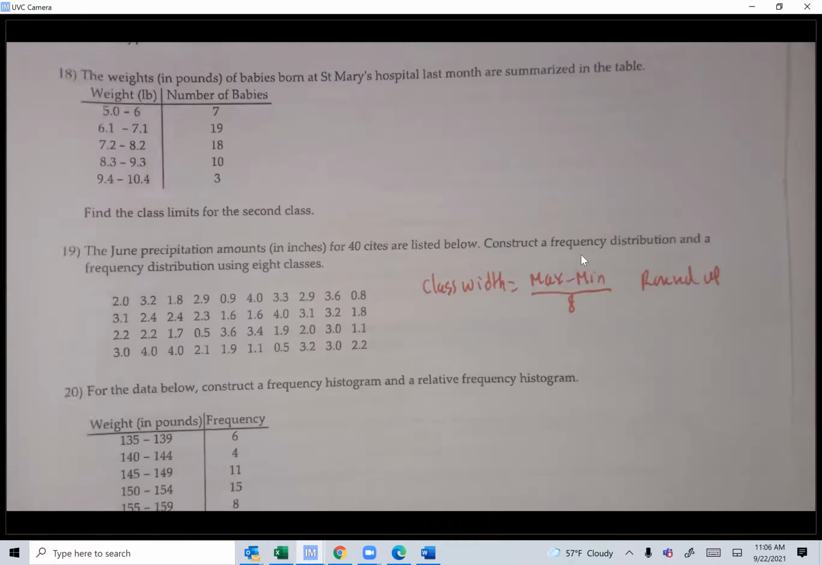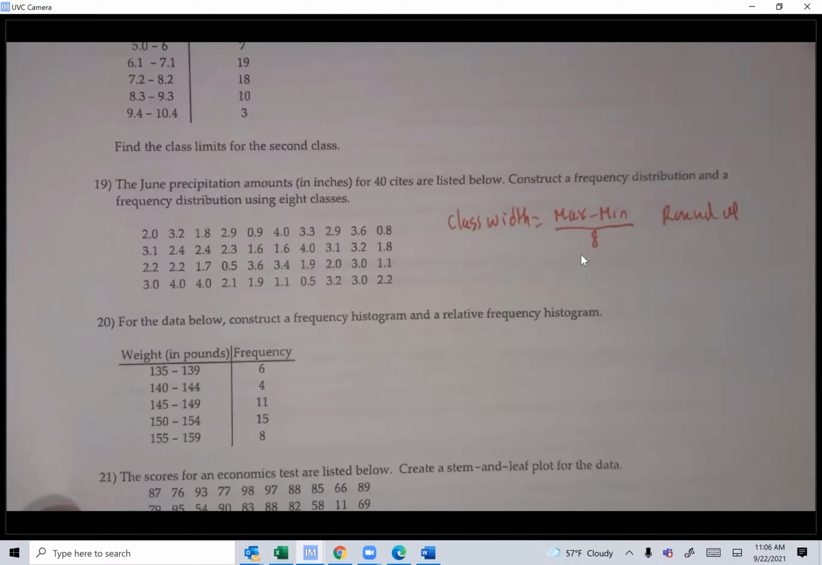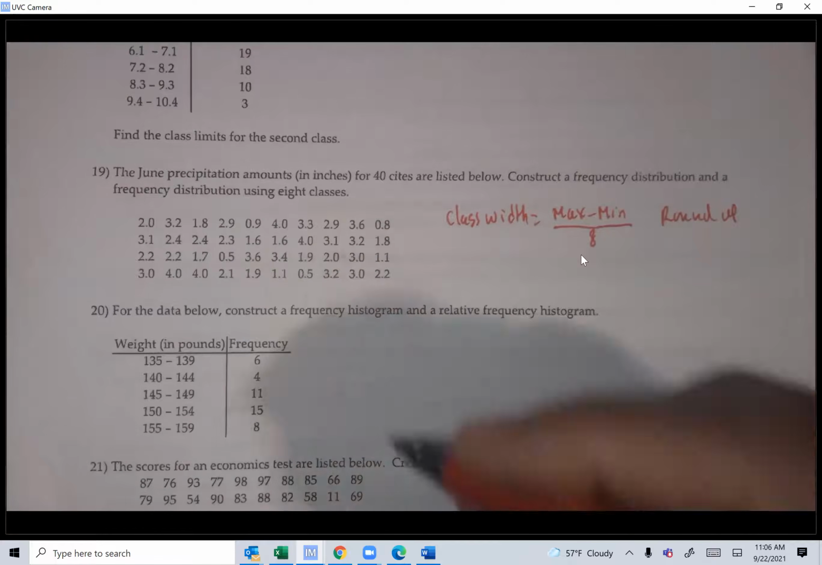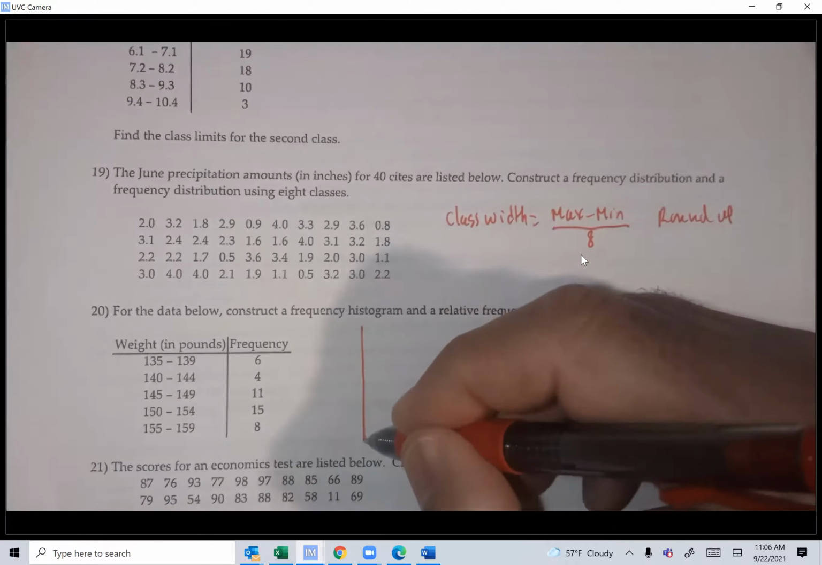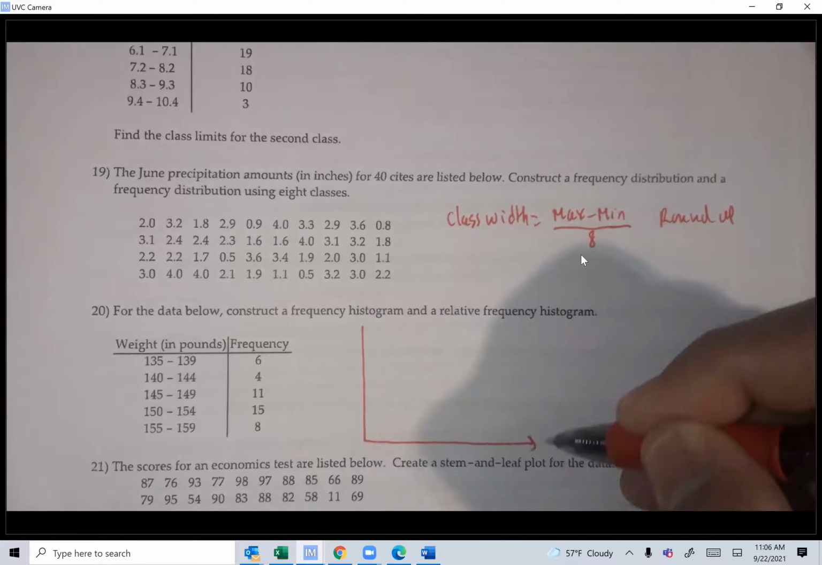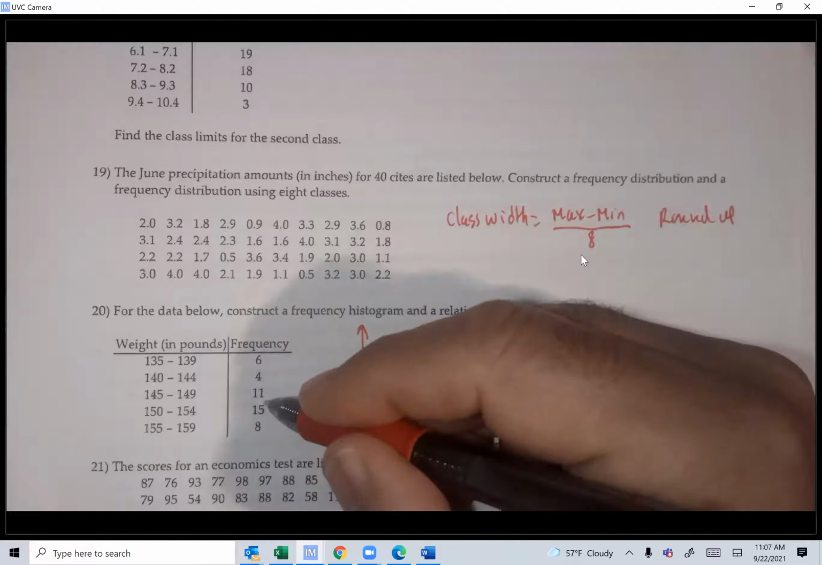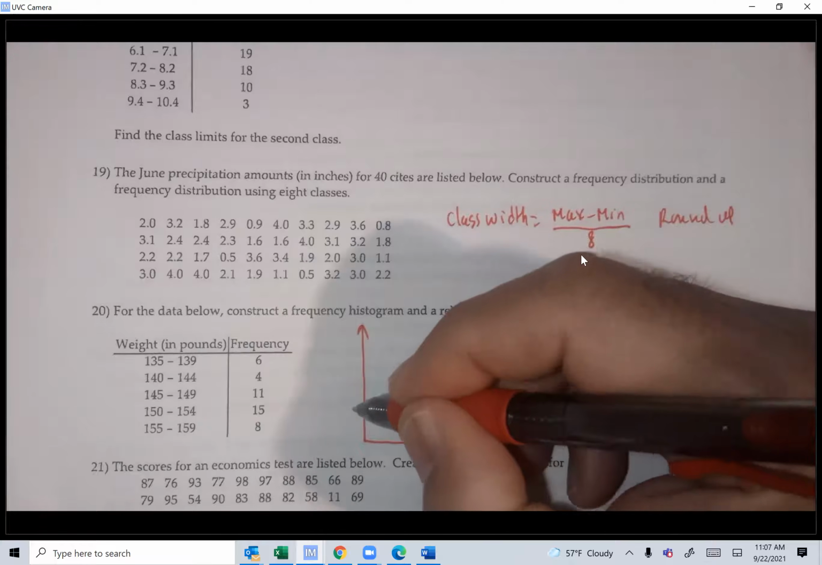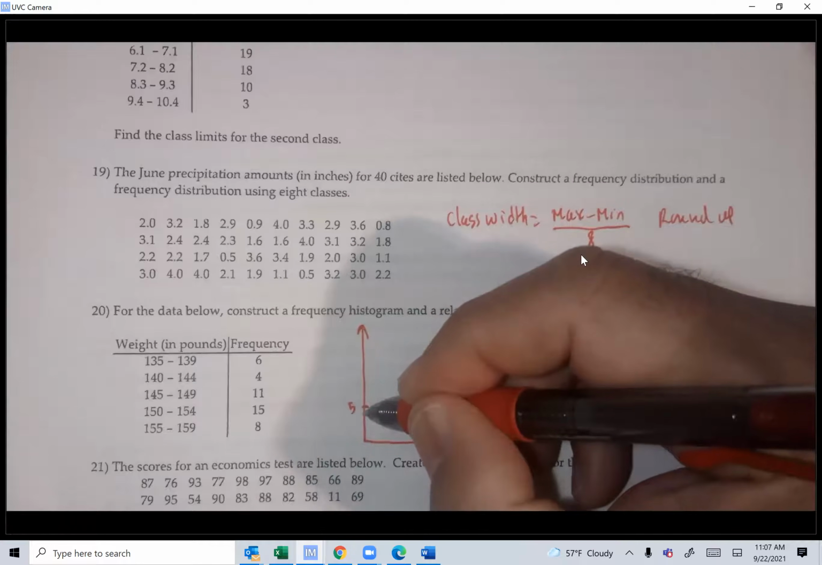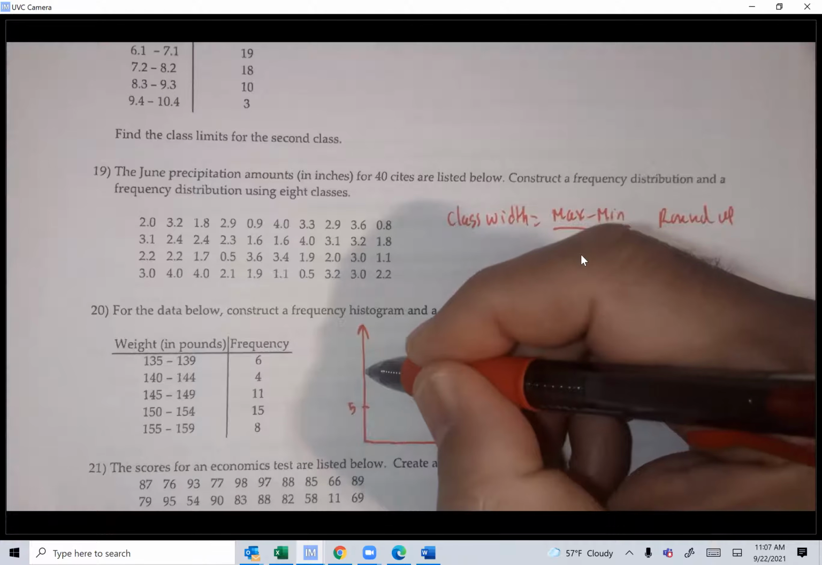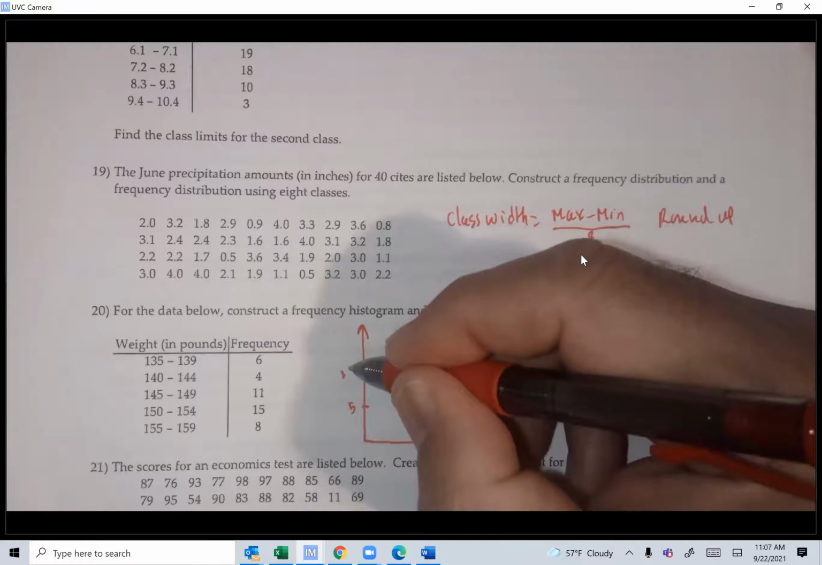Number 20, construct a frequency histogram. Let me just do that one more time. Again, guys, look at the largest number, which is 15, and label accordingly. If I ask you to construct a histogram, guys, I will give you grid paper. There's a grid you can use to guide you, 10, 15.